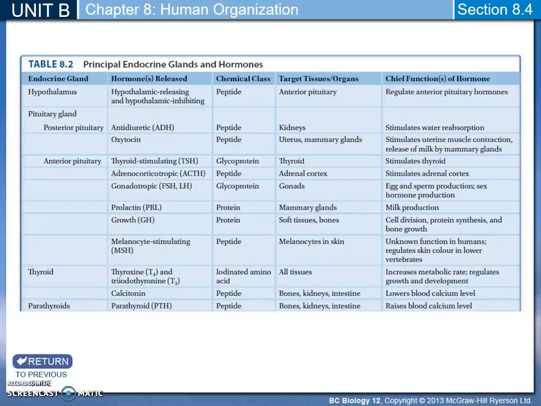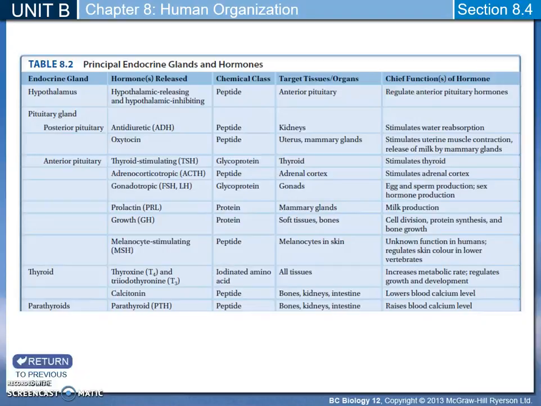Then you have the gonadotropic hormones, which are FSH and LH. FSH stands for follicle stimulating hormone, and LH is luteinizing hormone. The target organs are the gonads here, and the function then is to produce eggs and sperm, as well as sex hormone production.